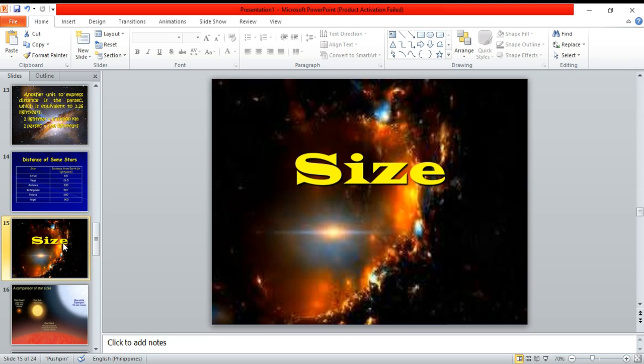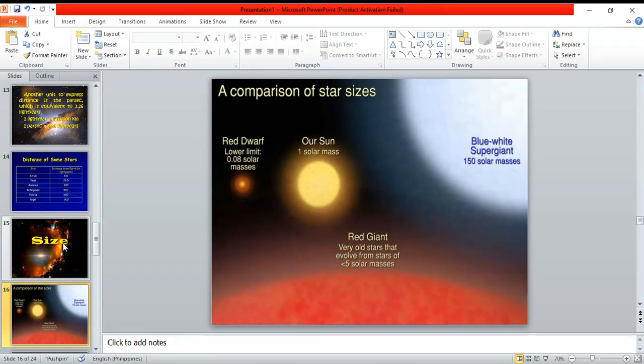You may think that stars look the same in size, but they are not. The size of stars can vary across different categories: dwarf, medium, giant, and supergiant. A dwarf, such as a red dwarf, can be compared in size to the continent of Asia, while in the medium size, one example is our Sun.